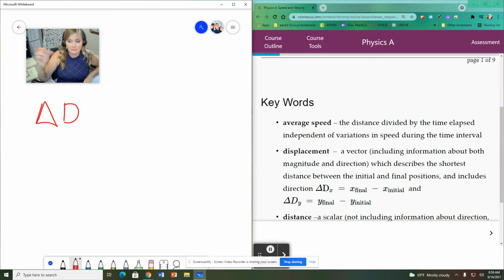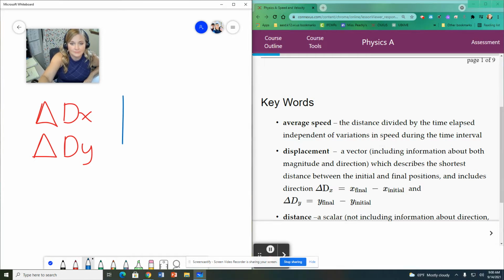So the displacement in the x direction, they have it written like this. The displacement in the y direction, they have it written like this because we're looking at two-dimensional systems. So something is moving, say, at an angle. If you're walking at an angle, you have both x displacement and y displacement to get to that point.